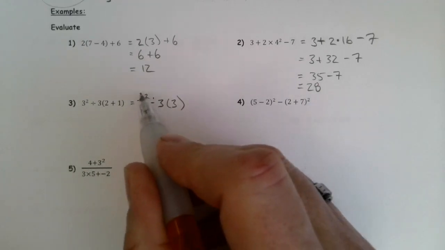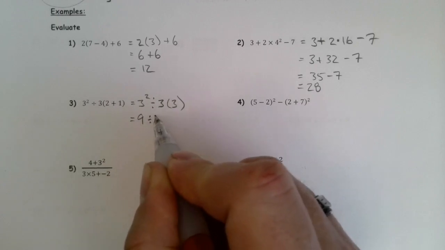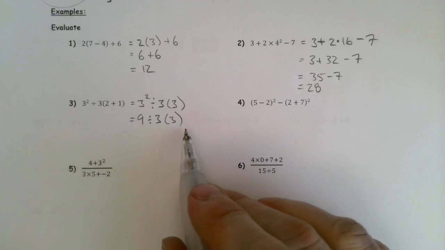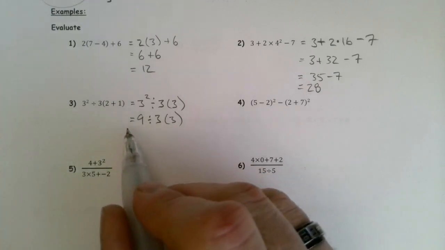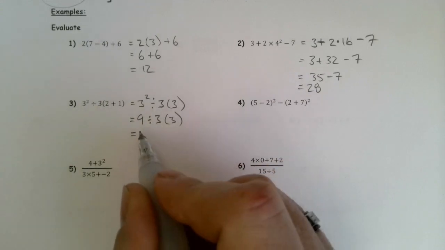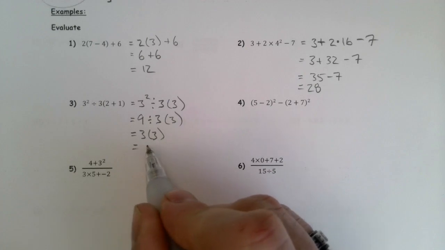So 3 squared, this is repeated multiplication. So 3 squared is going to be 9, I know that. And now I've got, in order left to right, division and multiplication. So the first thing I'm going to do here is the division. So 9 divided by 3 is going to be equal to 3. I've still got this multiplication by 3, and 3 times 3 is 9.